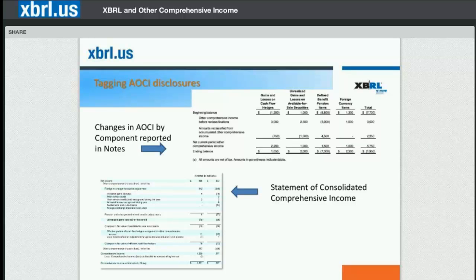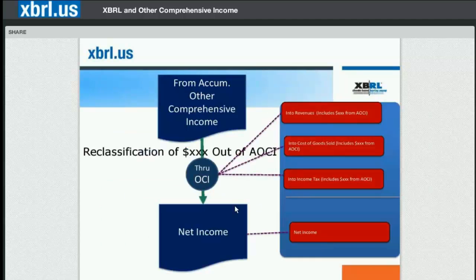Whether in the financial statements or the notes, filers must tag the changes in AOCI by component. As you can see, this is how it would be in the notes, and this is how it would appear ordinarily in a statement of consolidated comprehensive income. The last part of UGT 500,000 that applies to other comprehensive income is the reclassification from or out of AOCI through OCI and into the reporting of income statement captions that are impacted by the reclassification.